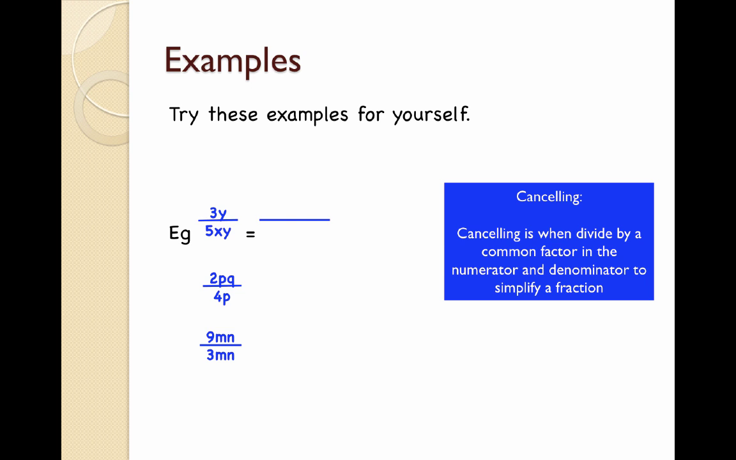3y over 5xy. Well, 3y is 3 times y, and 5xy is 5 times x times y. There is a common factor of y. Cancel them out, and you're left with 3 over 5x.